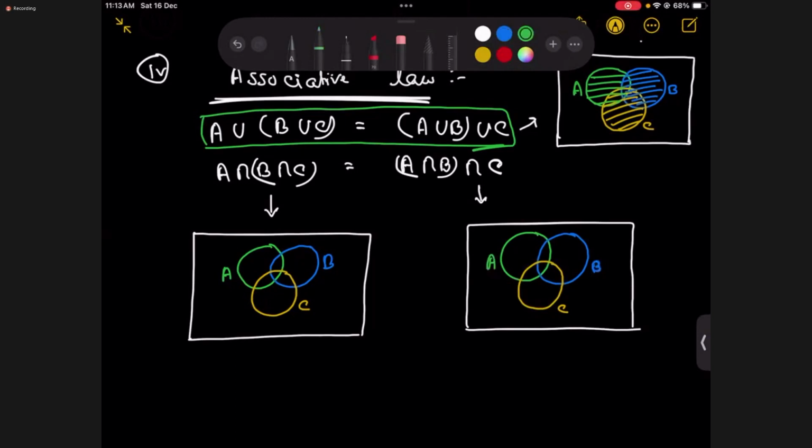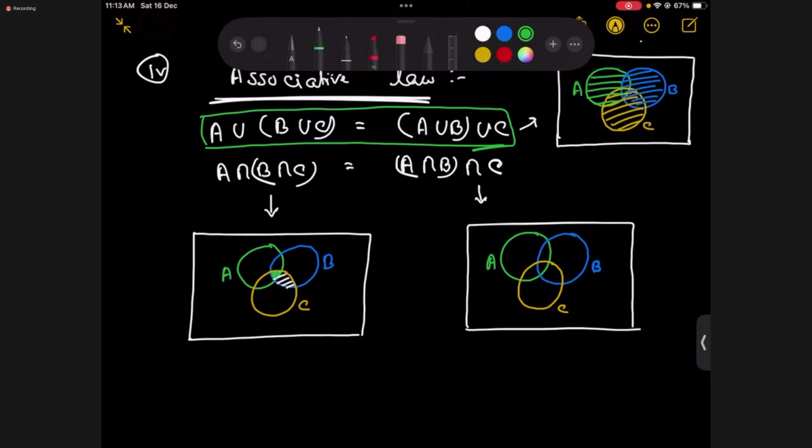So what about B intersection C? B intersection C implies this portion. And now, if we take the intersection with A, what will we get? We will get the green part. We get this part only.